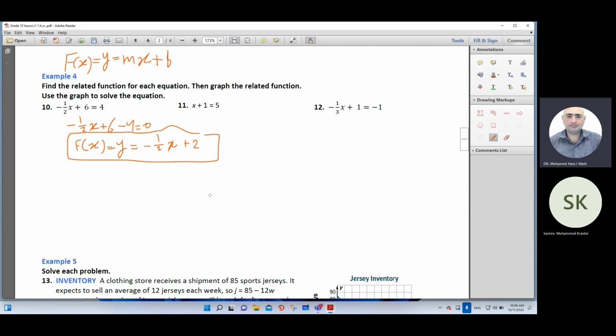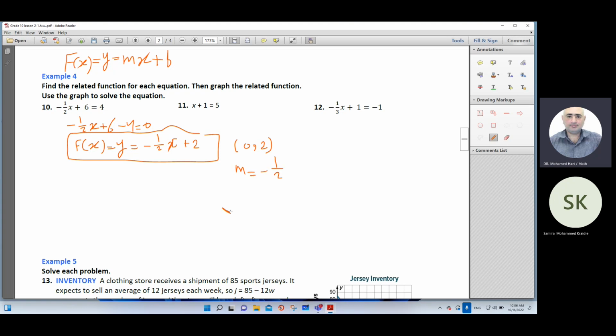We have many methods to graph this function. The easy way, you can use the slope and the y-intercept. Who can tell me what is the y-intercept here? Look at this equation. What is the y-intercept? 2. So we have the point (0, 2). This is the first point. Who can tell me what is the slope? Excellent. Negative 1 over 2.